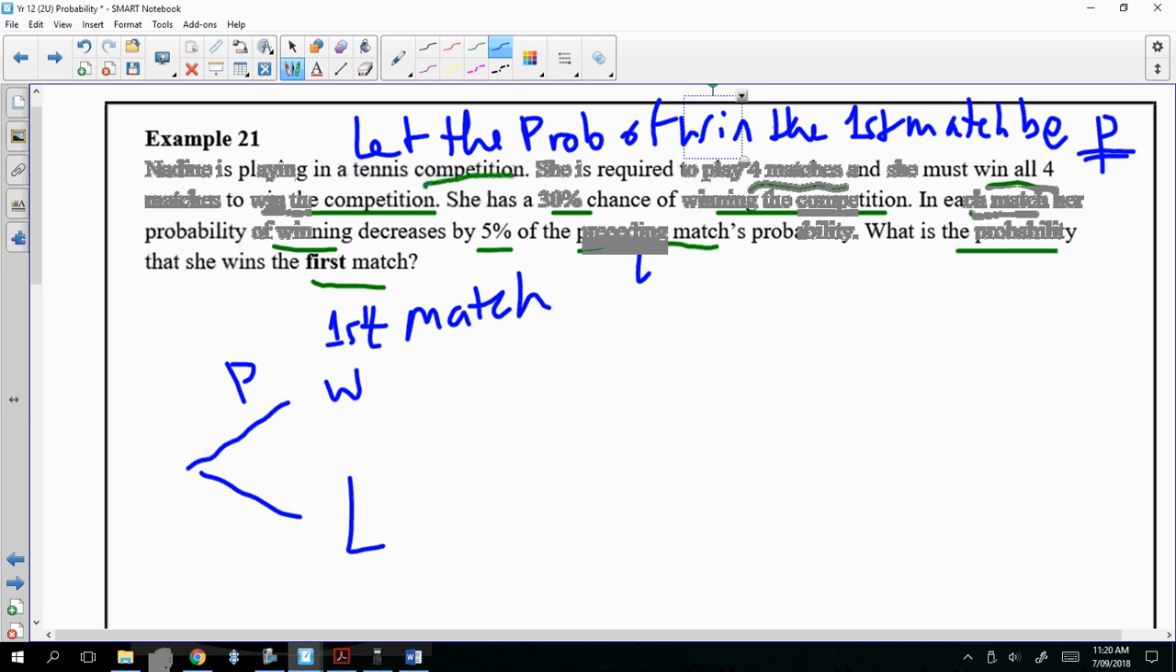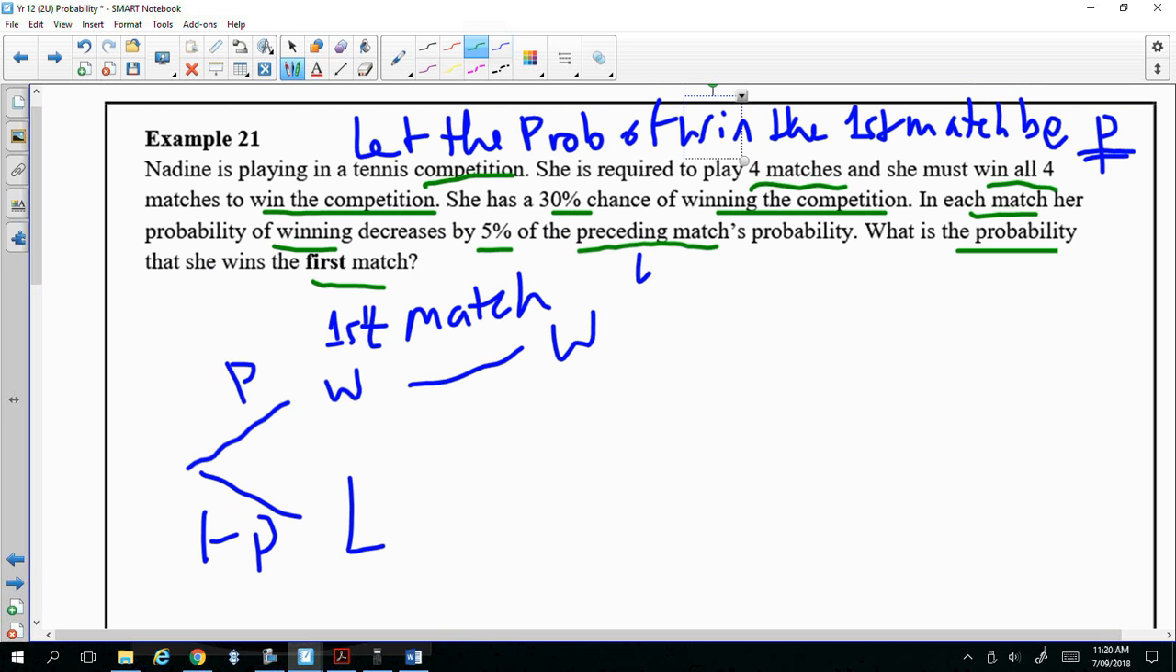And she must win all 4 competitions to win the match. So if you lost the first one, she won't win the whole match, so she will just be eliminated, I think. So you just write win again. But your next chance of winning will not be P. It will be 5% less, so it will be 95% of the preceding match. Does that make sense? Not 5%, because decrease by 5% means you still have 95% of your chance of winning from before. That's for the second match.